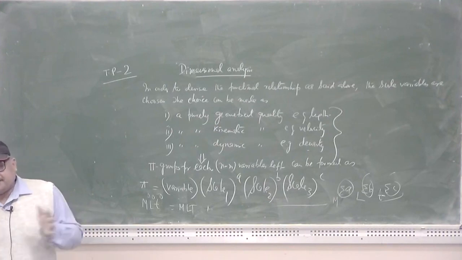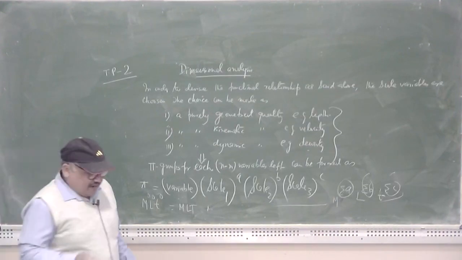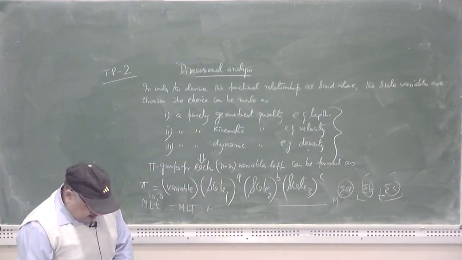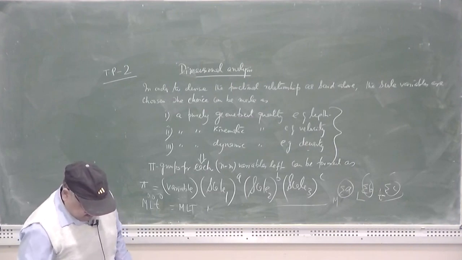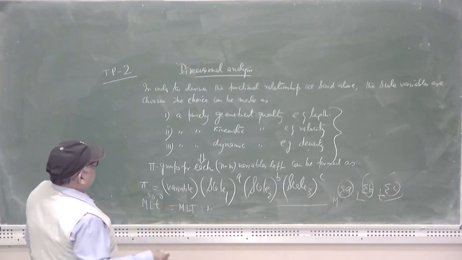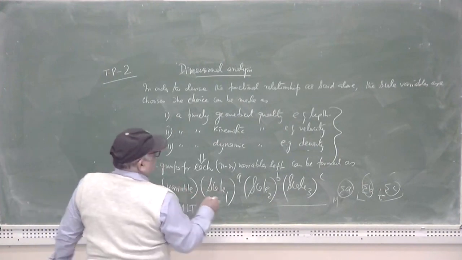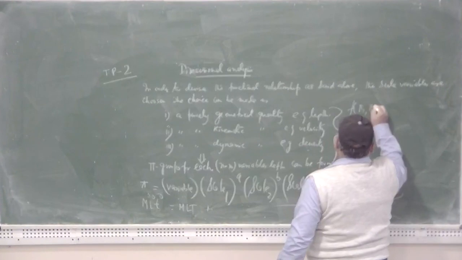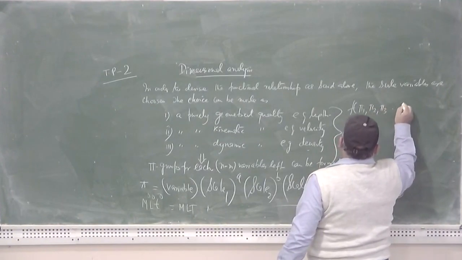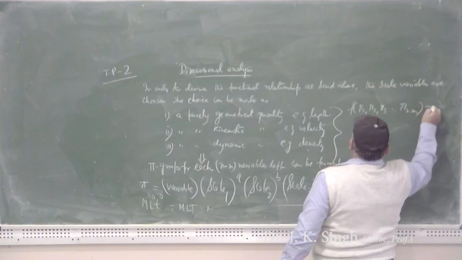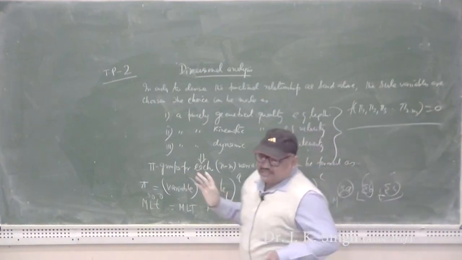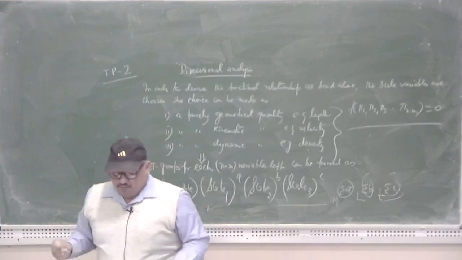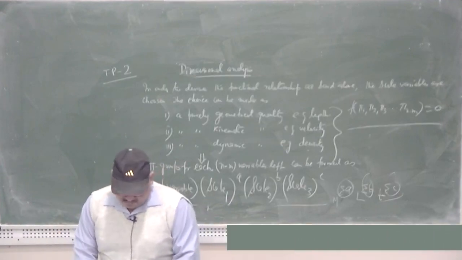Once all those dimensionless groups are framed, this dimensional relationship can be written as a function of pi 1, pi 2, pi 3, up to pi n minus m, equal to 0. This is the dimensionless relationship which can be arrived at for a physical phenomenon. Thank you.